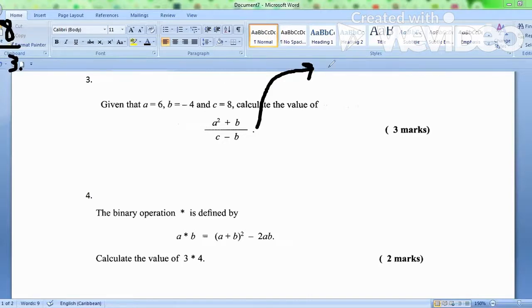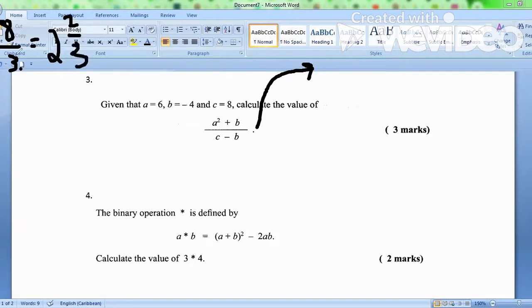Sir, I got mine as a mixed number. Did you get 8 over 3? What's the mixed number? 2 2/3. Well, if you convert 8 over 3, you get 2 2/3.